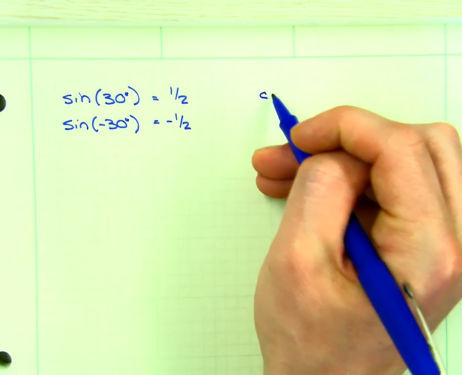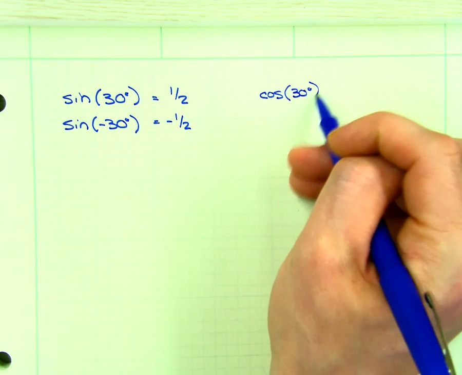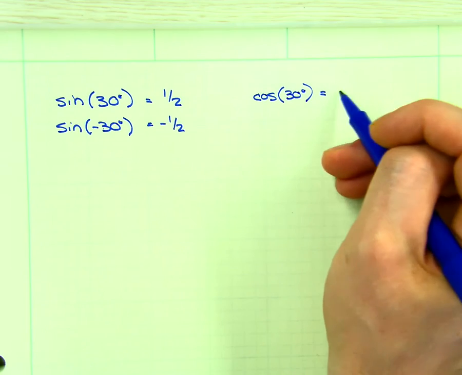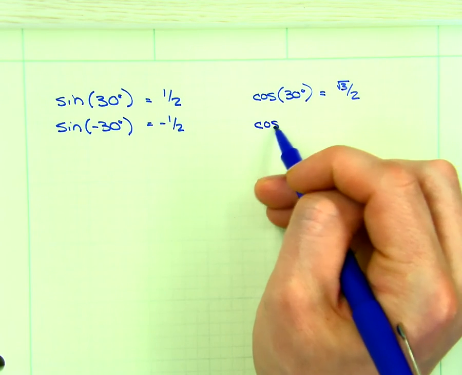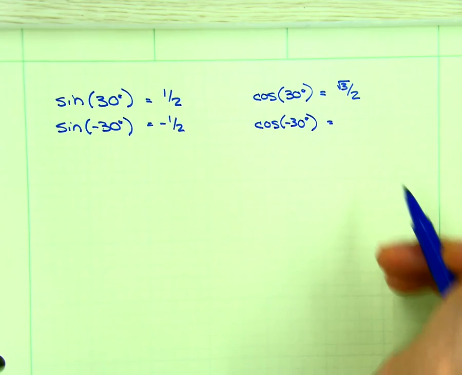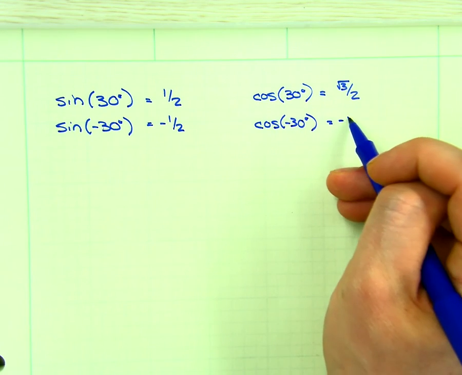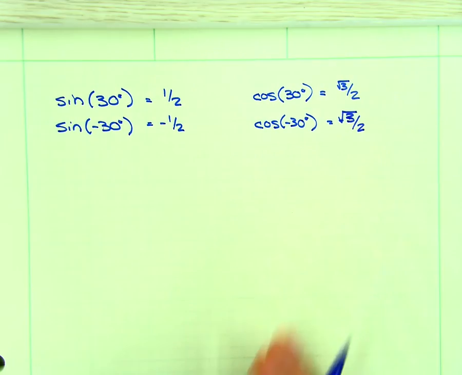Say I did the cosine of 30 degrees. I know the cosine of 30 degrees is going to be equal to square root of 3 over 2. Well, now I know that the cosine of negative 30 degrees, because cosine is an even function, is also going to be equal to square root of 3 over 2.